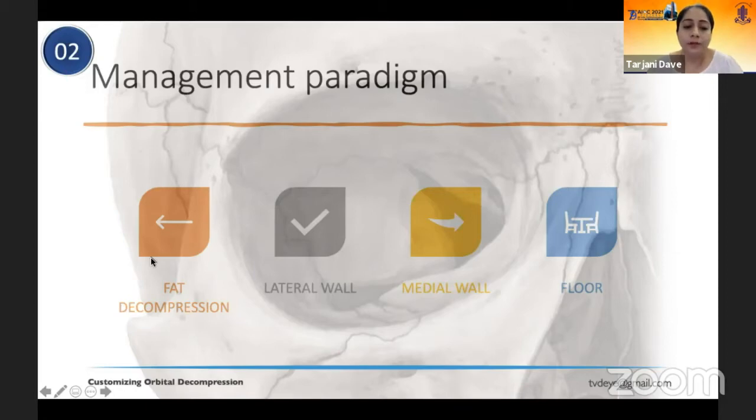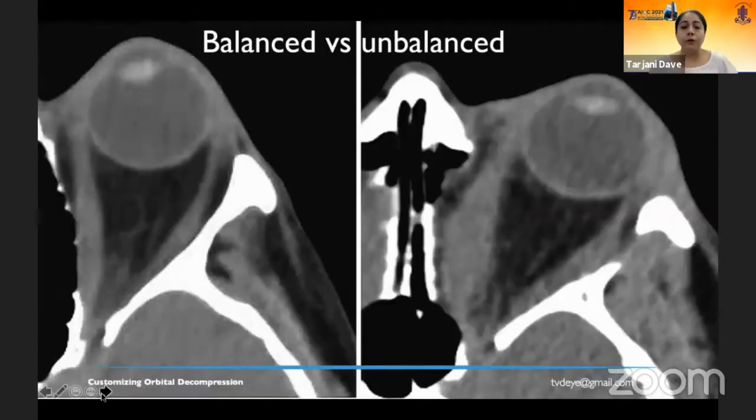ahead with fat decompression. When you want to add more effect of decompression and produce more enophthalmos, this is the sequence that you follow. That is the lateral wall, then the medial wall, and finally the floor. So this is the paradigm that is followed in most cases. And why do I say that?